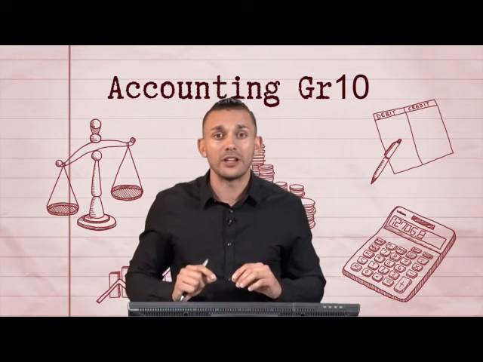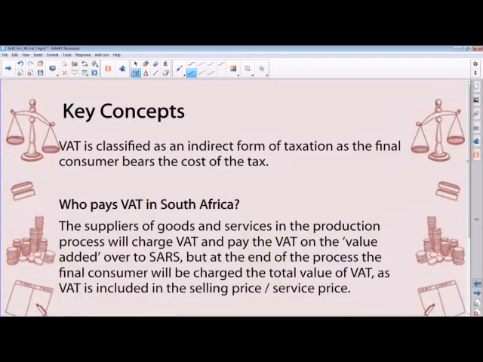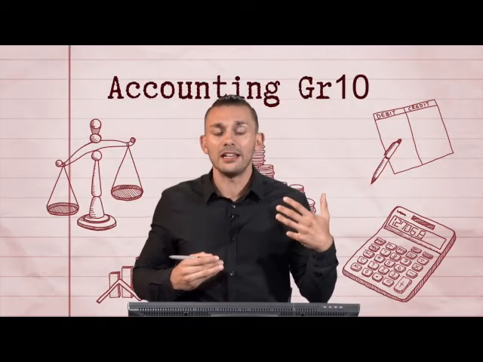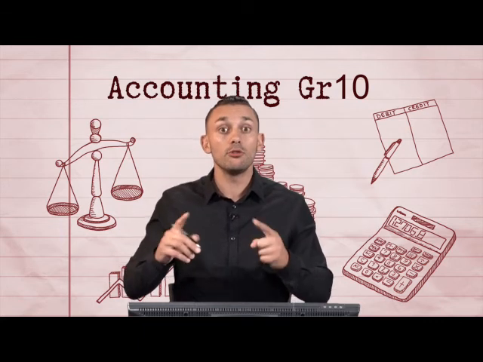What we first need to look at is your slide. Let's go and look. VAT is classified as an indirect form of taxation. Now, again, your indirect forms of tax will be your VAT, your import duties, your fuel levy, items that can be pushed onto someone else. So maybe a business will import goods, they will sell it. Who carries the cost of the import duties? You as final consumer. VAT as well. VAT, value is added in the process of making something, but who pays the full amount of VAT at the end?